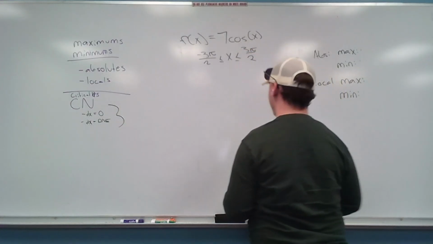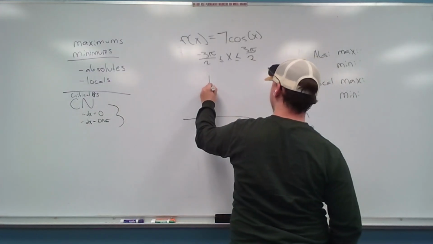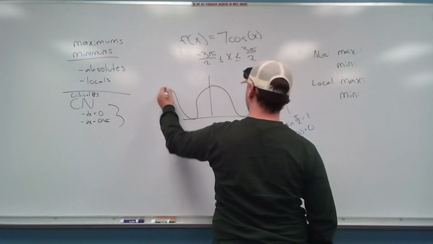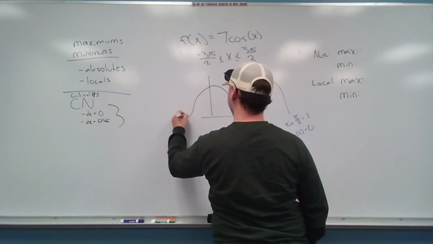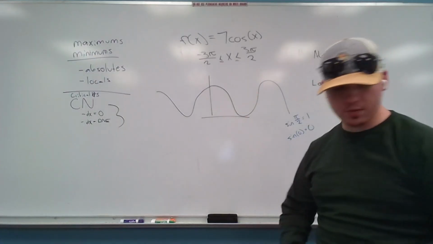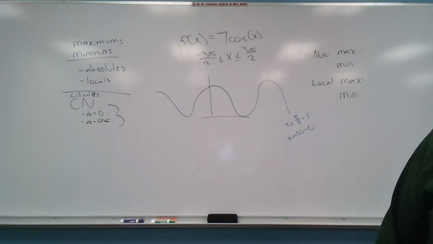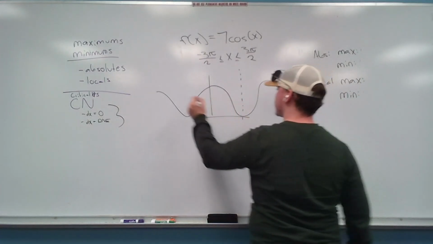If we put this on a graph, we can see what cosine looks like. Cosine starts here. Okay, now what is the interval we have? Well, cosine of 3 pi over 2 is equal to 0, if I'm not wrong. Yes, it is equal to 0. So what we're looking at is a slice of the domain being this.